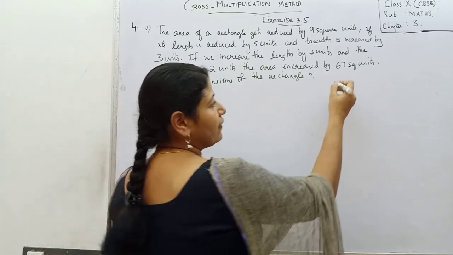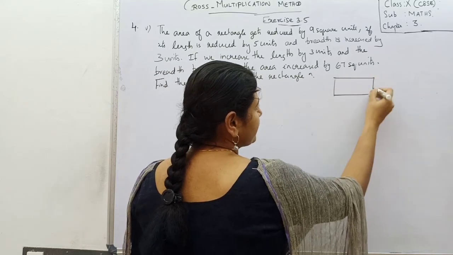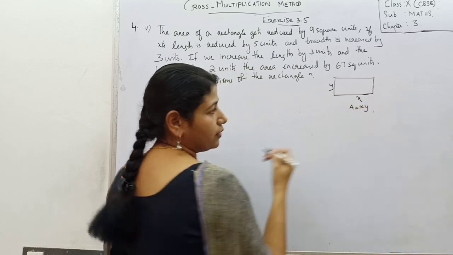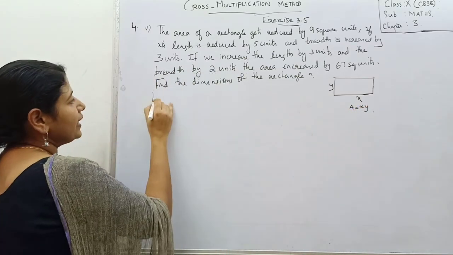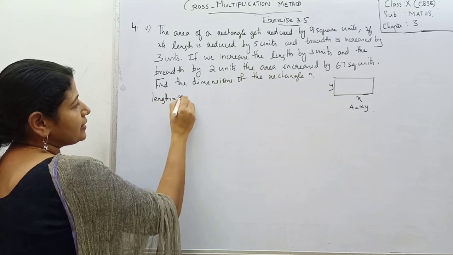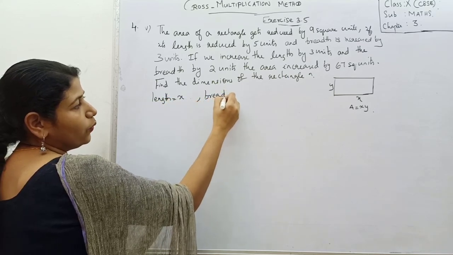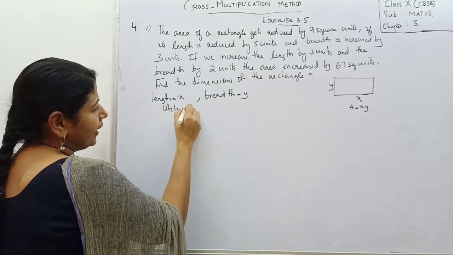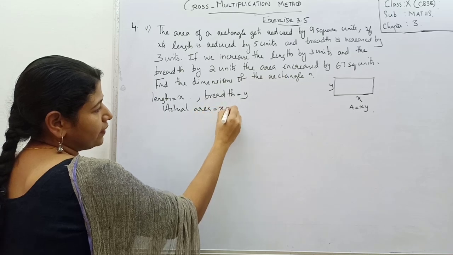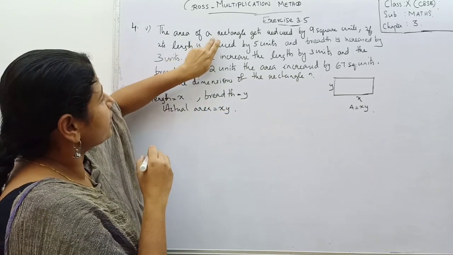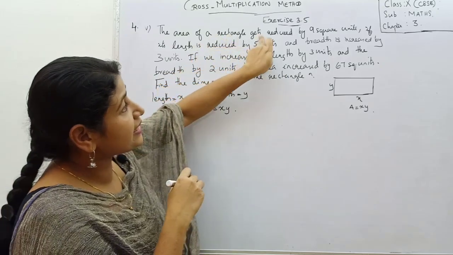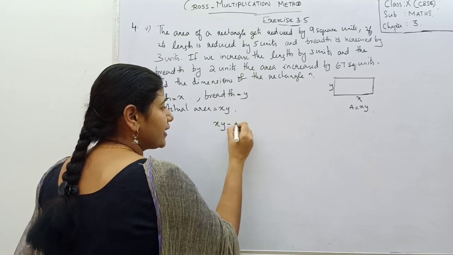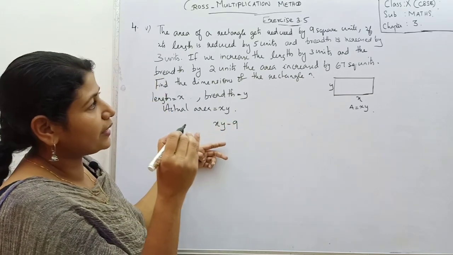We know that if you have a rectangle with length x and breadth y, the area will be x into y. Okay. So in this case, we can take the length as x and breadth as y, and the actual area equal to xy. Now we can move into the question. The area of the rectangle gets reduced by 9. That means the area becomes xy minus 9.